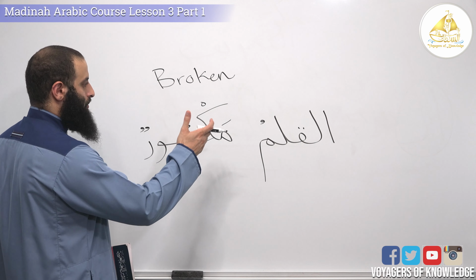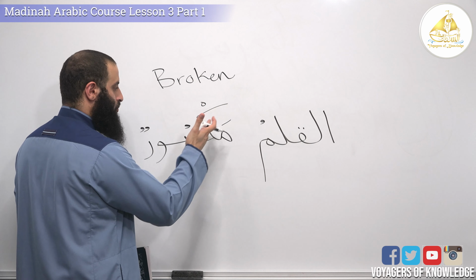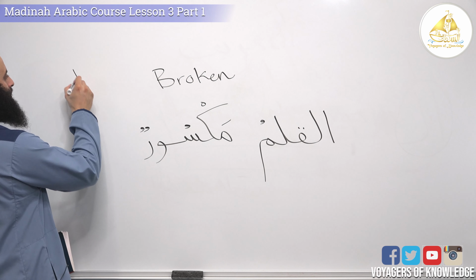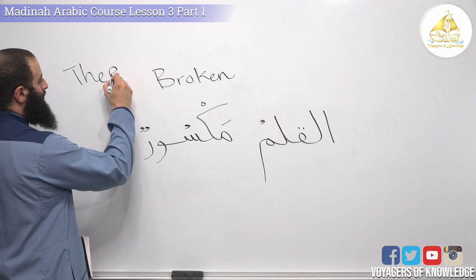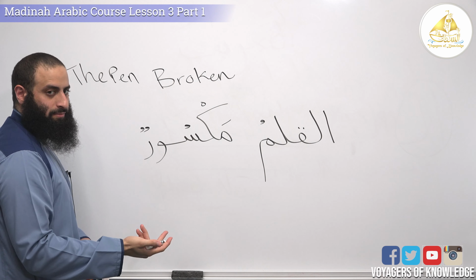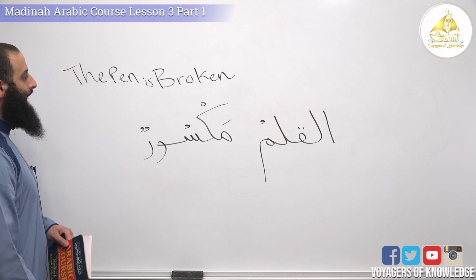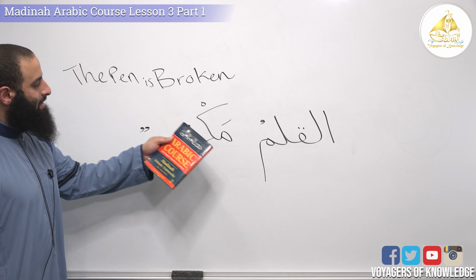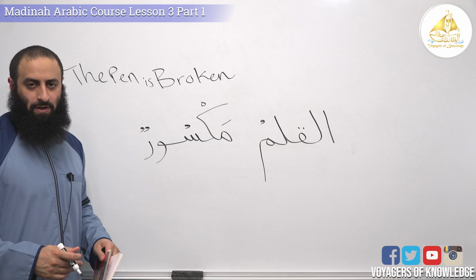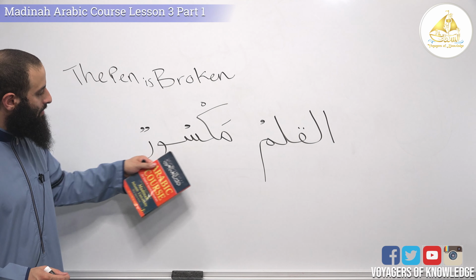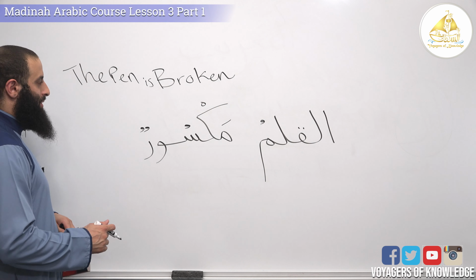So whenever you make a sentence like this, al-qalamu maksurun, it means the pen, let's put that first. The pen broken? Nope. Arabic language, you don't need to add is in the sentence. It's already part of it. The pen is, just by you saying al-qalamu maksurun. Pen is broken.